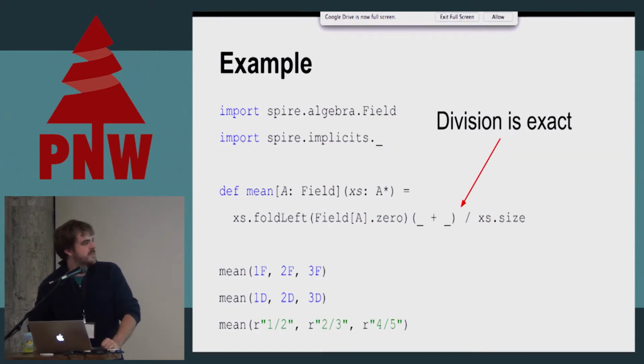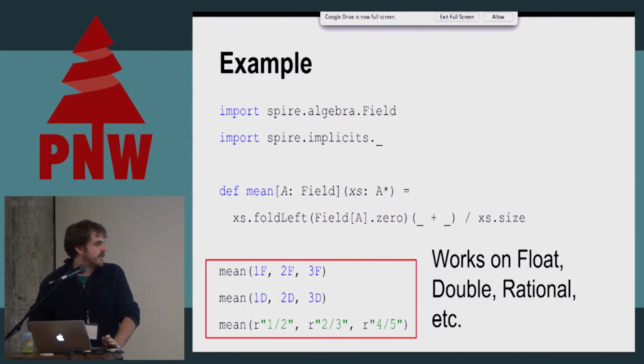You can see we just sum them all up, we divide, we get our mean. And then the important thing here is we can run it with floats, doubles, rationals. It doesn't really matter. So that's kind of the benefit of using Spire, it provides an abstraction over number types.